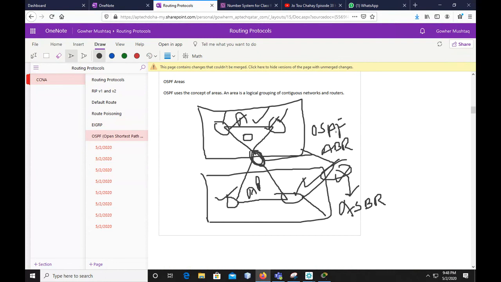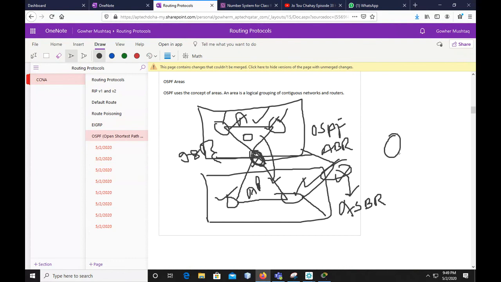So OSPF areas have two things. ABR, which is the area border router, is a router which helps you to transmit the data of one area to another. So the router we use to transmit the data of areas together, to connect two areas together, 0 and 1, or 1 or 2 or 3 to 4, that's called ABR.